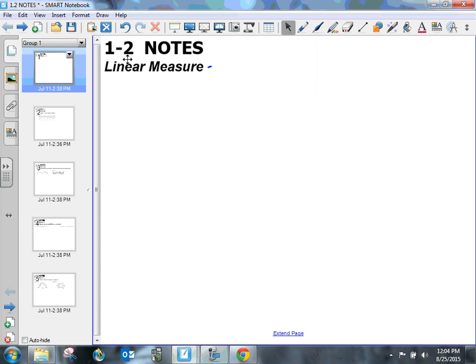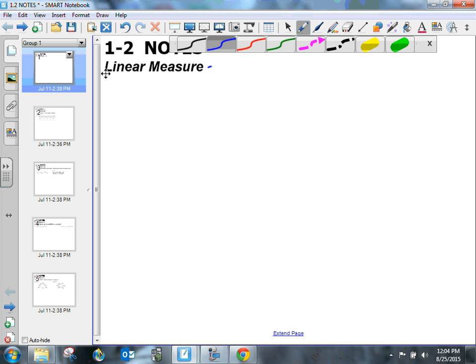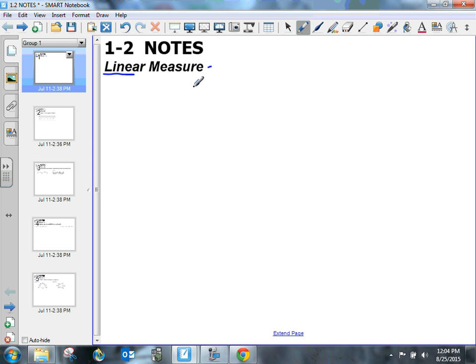The following video is a video over 1-2 notes, and this is titled Linear Measure. I want to first talk about the root word of linear, which is line. So we're going to be talking about lines. The first thing I want to talk about is a line segment, and a line segment is a line with endpoints.